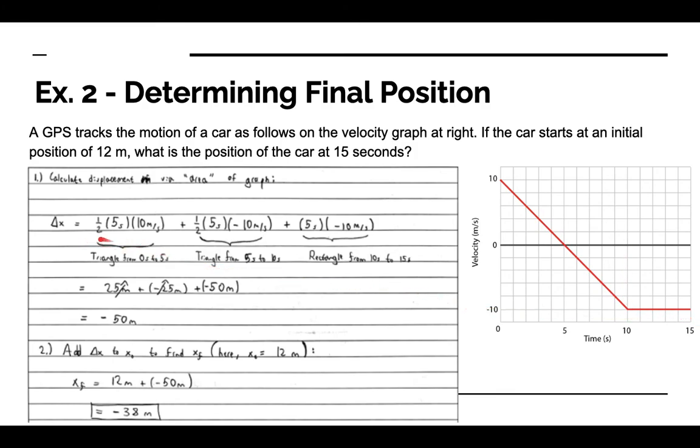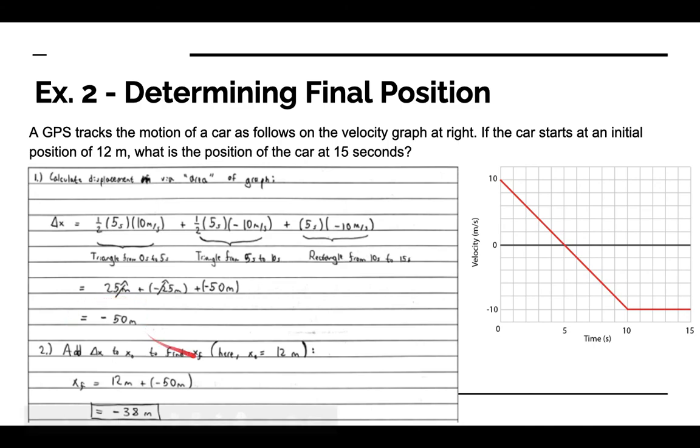So the first triangle is going to have an area of 25 meters. We have 1/2 times 5 seconds, our width of the triangle, times our height, 10 meters per second. And then for the second triangle, we have the same area, except because the velocity is negative, it's going to be negative 10 meters per second. We're going to have a negative area. And then over the last rectangle, we're going to have a width of 5 seconds and a height of negative 10 meters per second. So our rectangle is going to have an area of negative 50 meters. The two triangle areas will cancel out, leaving us with a total displacement of negative 50 meters, meaning our object is headed to the left over this time interval.